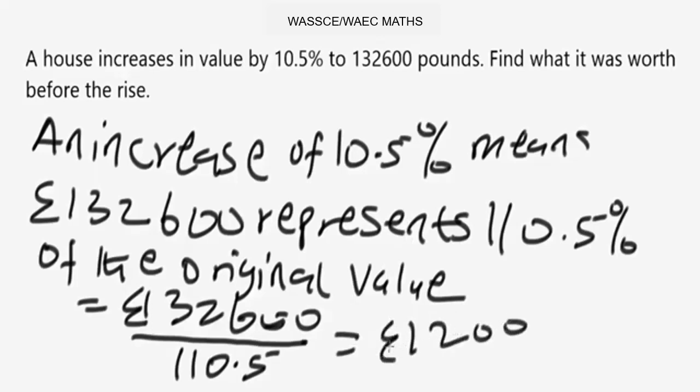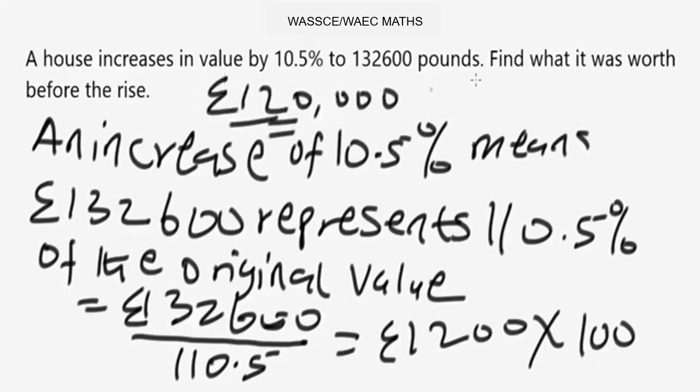When you punch it on the calculator, you're going to have 1,200 pounds. Now that we have 1% of the original value to be 1,200 pounds, to get the original value or the actual value, multiply this 1% of the original value by the multiplier of the percentage, which is 100. When you multiply this by 100, it's going to give you 120,000 pounds. This will be the worth of the house before the rise. This is the original price of the house before the rise. So it's as easy as that.